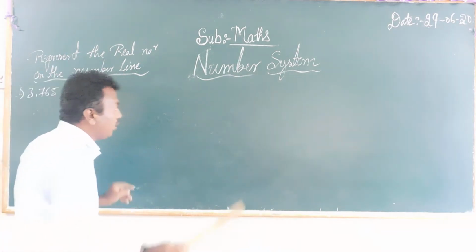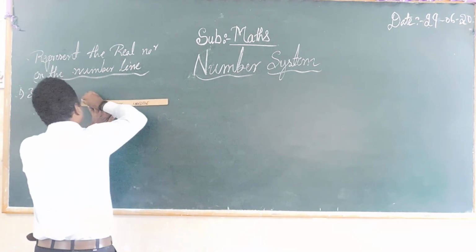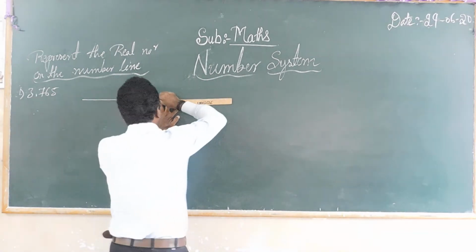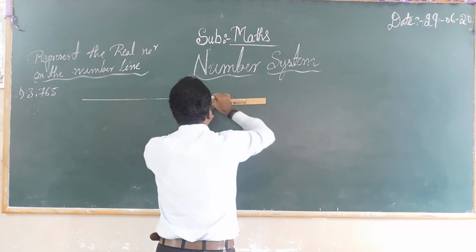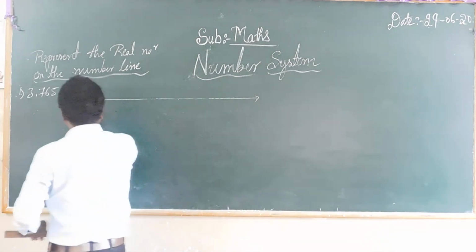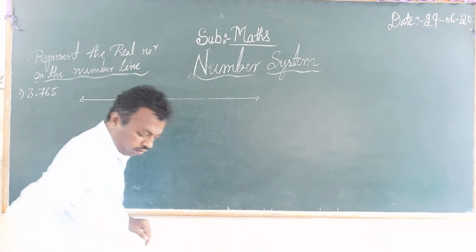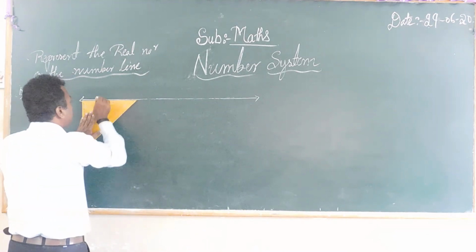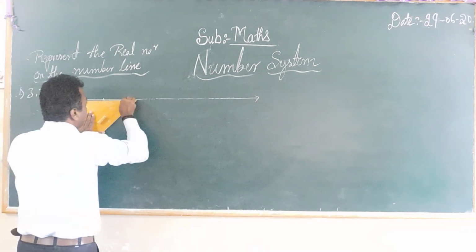So first we have to draw one line, and mark 2 centimeter as 1 unit. 2 centimeter as 1 unit.